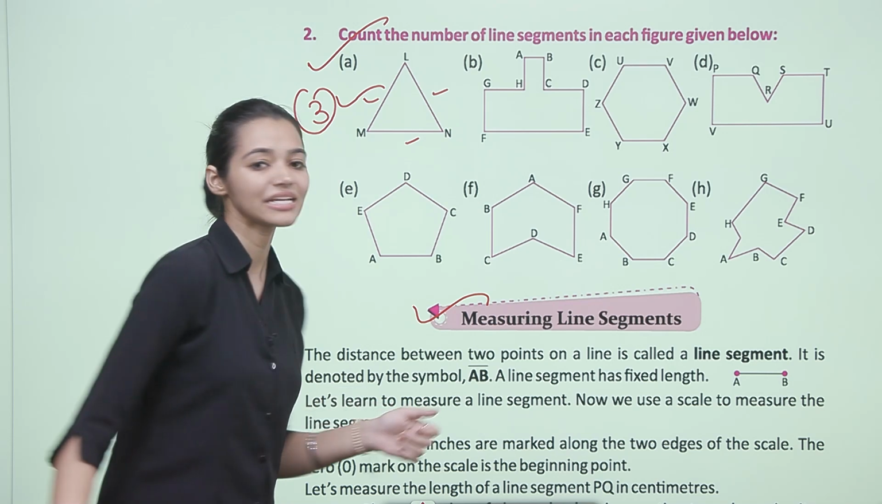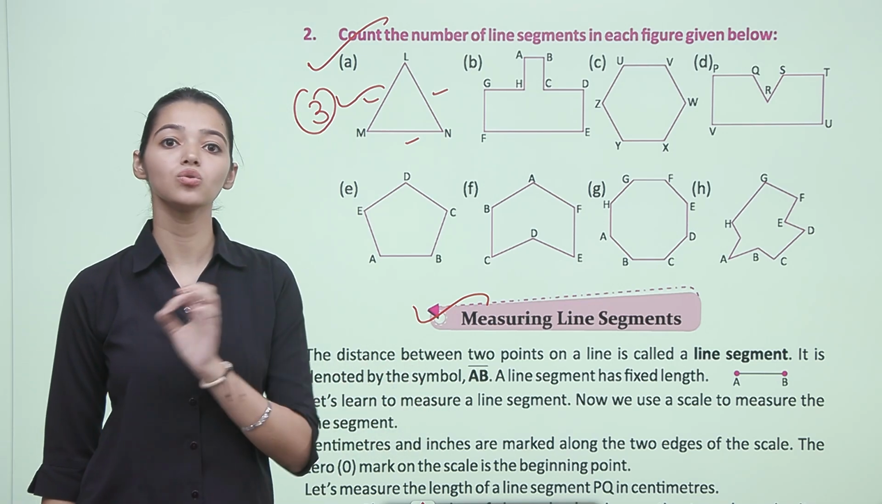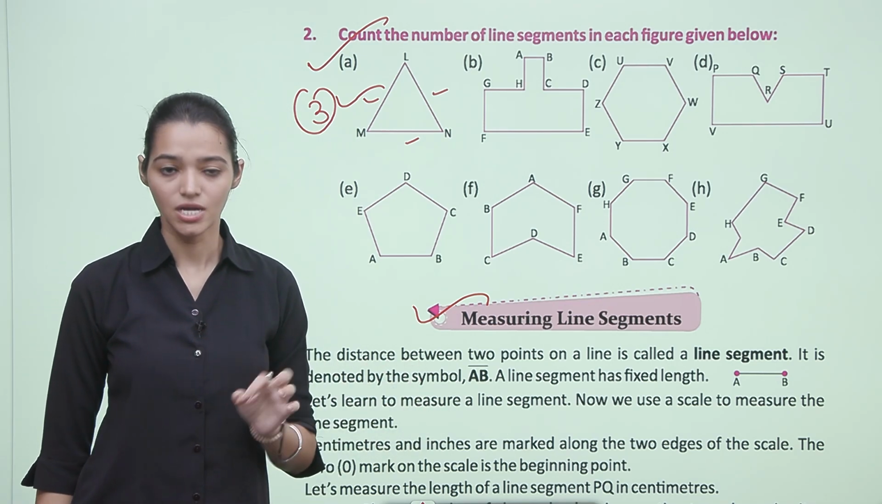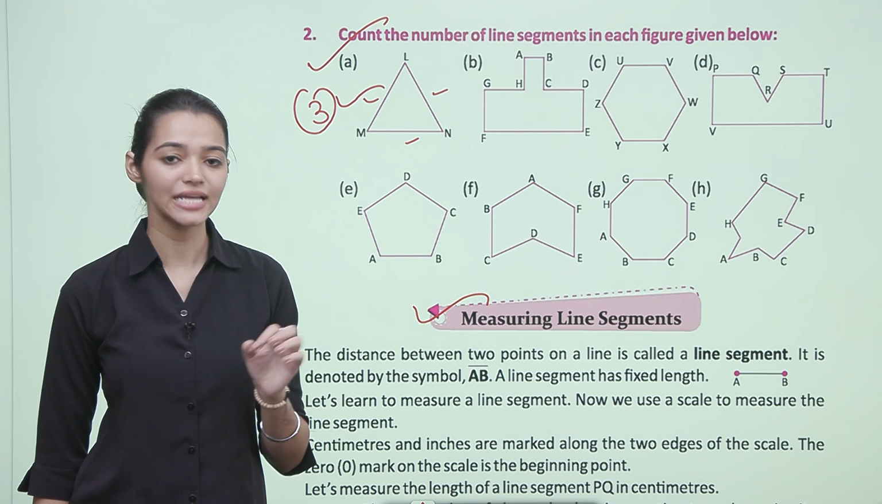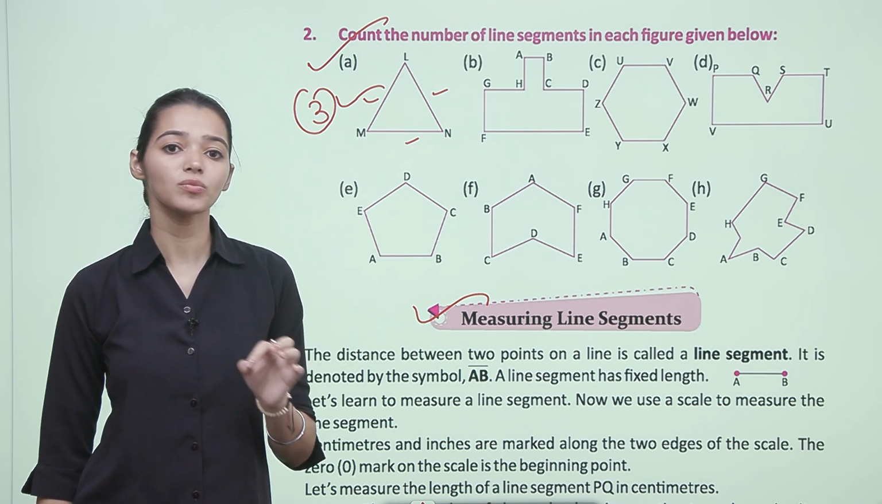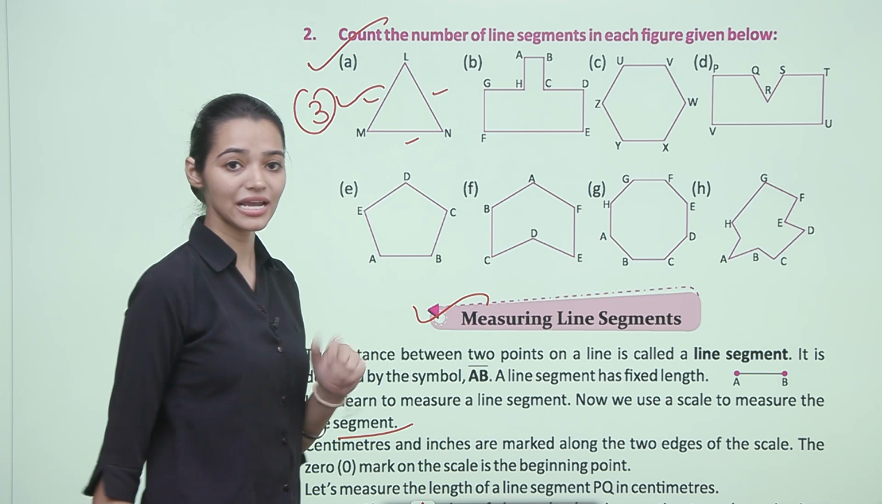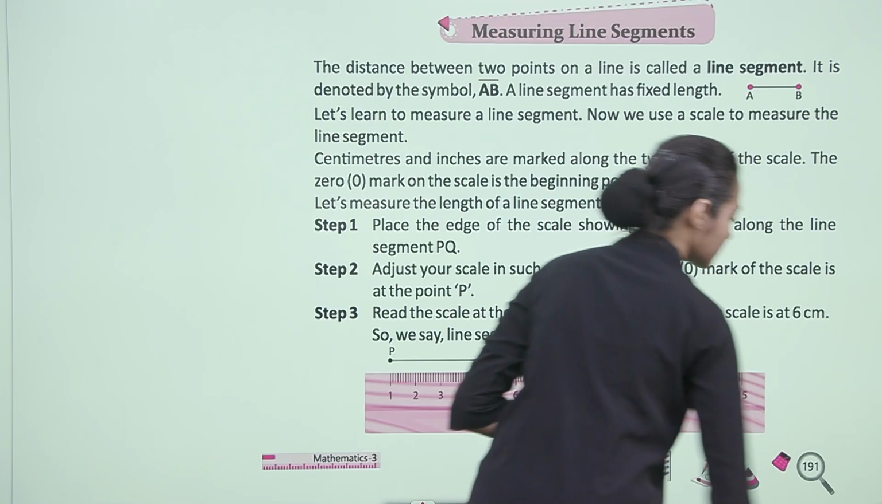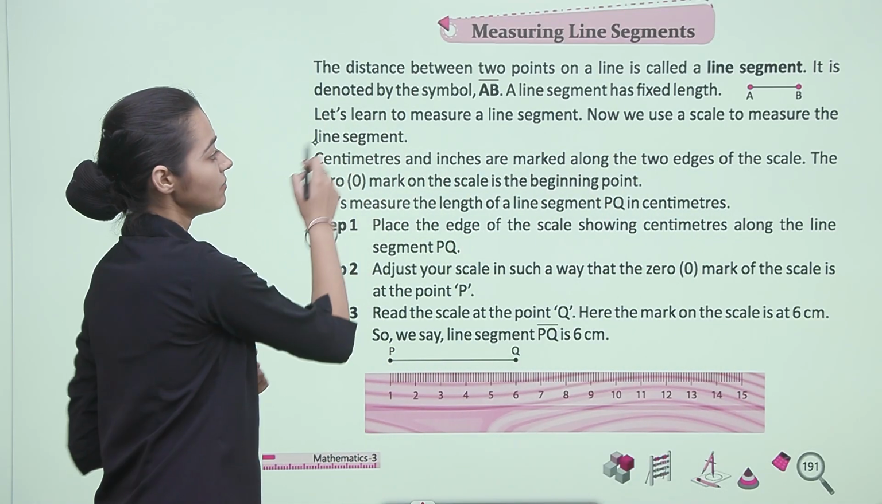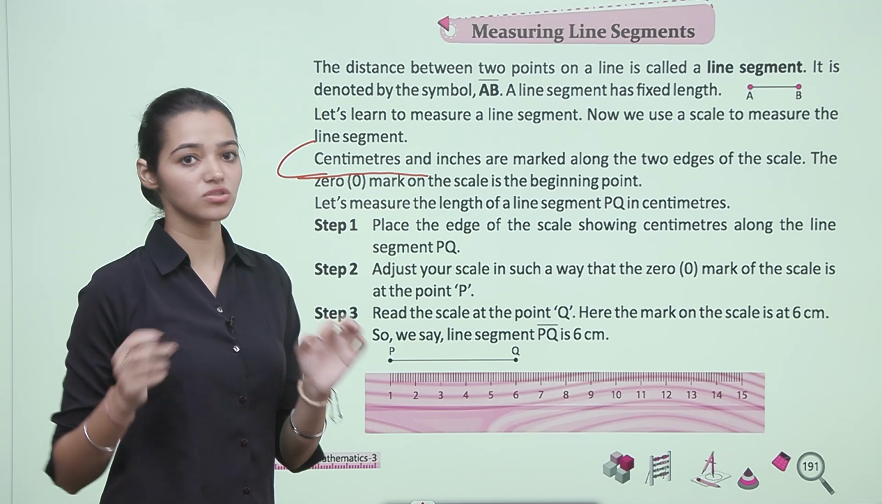Now next is measuring line segments. The distance between 2 points on a line is called a line segment. It is denoted by AB. A line segment has a fixed length. Let's learn to measure a line segment. Now we use a scale to measure a line segment. Centimeters and inches are marked along the edges on the scale.